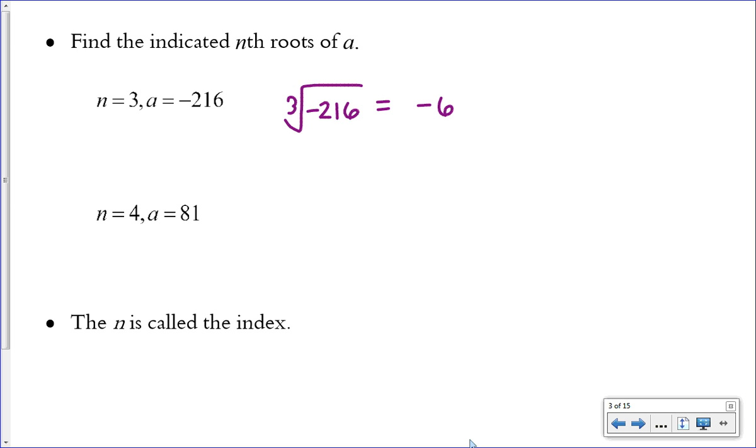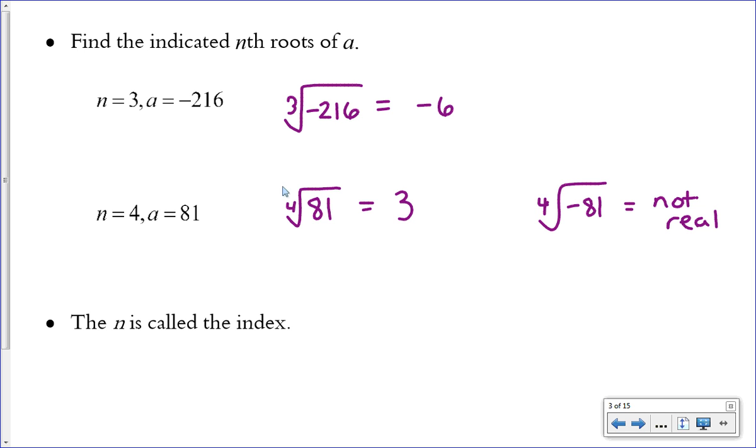So cube roots can be negative or they can be positive. Fourth roots, because it's an even number, must be positive. When you multiply something by itself an even number of times, it will always give you a positive. So if you had a negative under here, you would have to say that it's not real. So just note, if you had this as the question, the answer is going to be not real. It's imaginary, but we're not going to get into imaginary solutions, so you don't need to worry about them right now. And the n value inside here is called the index.